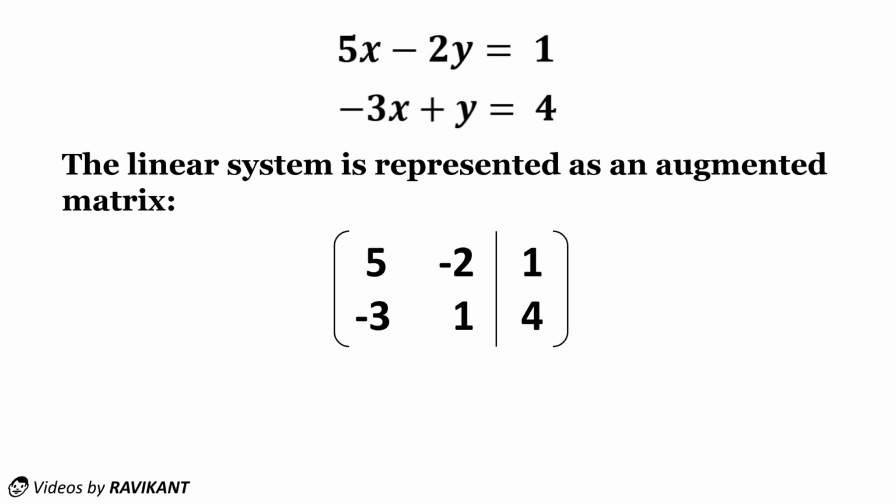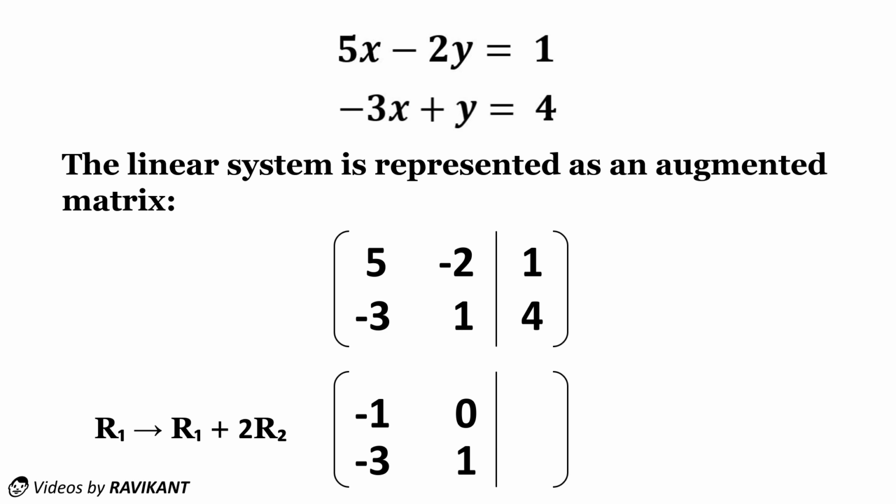If you see the element 5, which is the first row and first column element, we need 1 in the place of it. To change 5 into 1, we apply a row operation which is R1 tends to R1 plus 2 R2, which means we are applying the operation in the first row by multiplying the second row by 2 and adding it with the first row. Then we get the first element minus 1 and the second element of the first row is 0. And the rest of the elements will remain as they are because we are applying only in the first row. On the second side we get 9 as the first element and 4 will remain as it is.